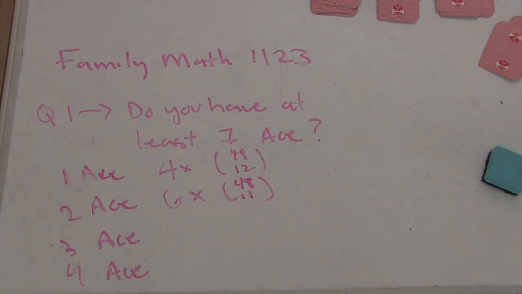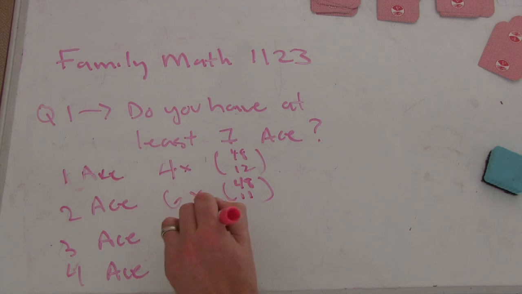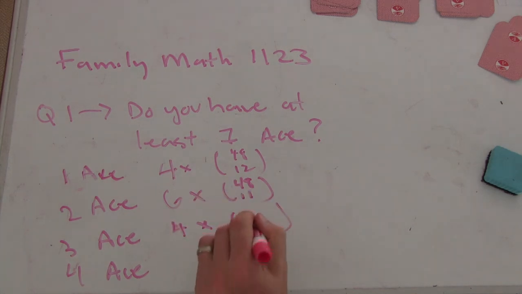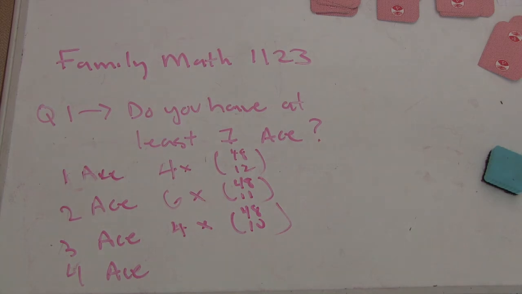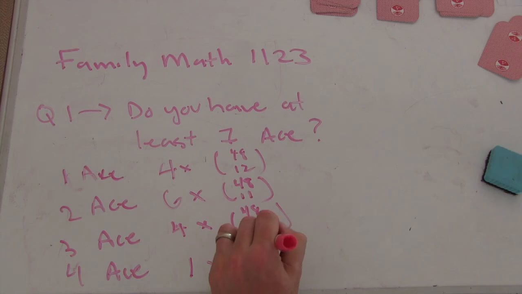3 aces. And then that would be 4 choose 3. I think that would be 6 as well, or no, only 4. Why does 4 choose 3 give 4? You're essentially picking the ace that you leave out. Yeah, good. So that's 4 times 48 choose 10. And then for 4 aces, we have 1 choice, and 48 choose 9.